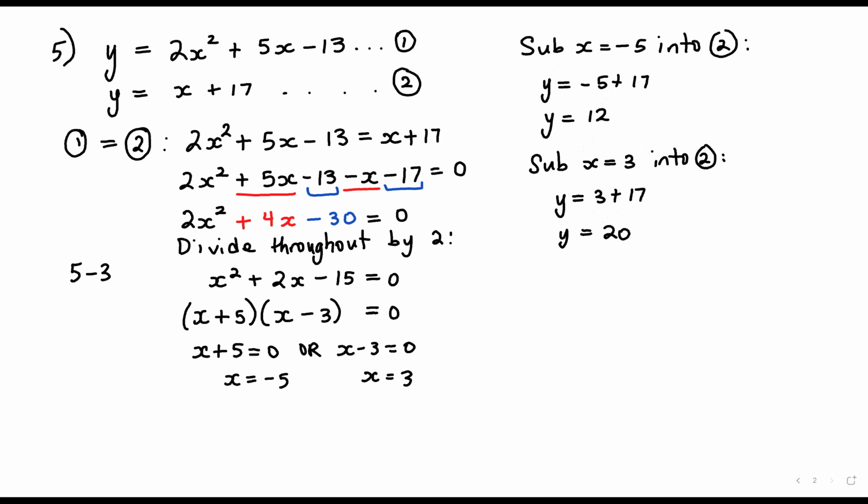So my solution for this pair of equations would be when x is equal to negative 5, y is equal to 12. And then when x is equal to 3, y is equal to 20. And that's my solution for that one. All right, let's now look at another one. So look at number 6.